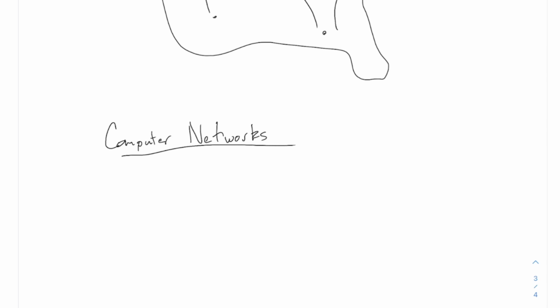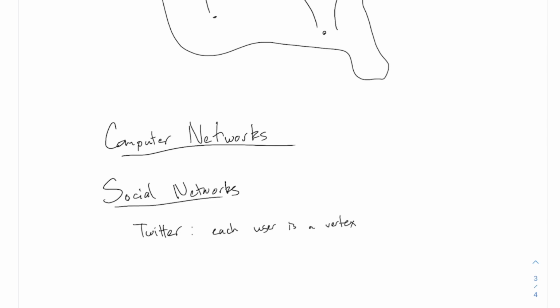Computer networks are super important. Also, things like social networks can be analyzed in terms of graphs. For instance, you could think of Twitter, the social network, in terms of graphs. Let's say each user is a vertex, and every time somebody follows somebody else, that is represented by an edge from one to the other. This is an example of a graph where the edges are one directional, because you can follow somebody on Twitter, but they might not follow you back. So there's a one-way connection here. Each user is a vertex, and each follow is an edge.